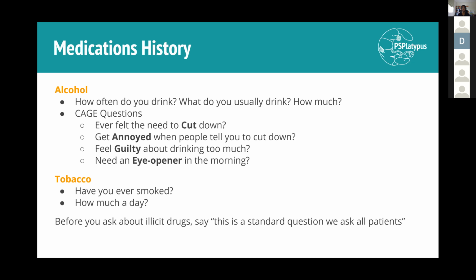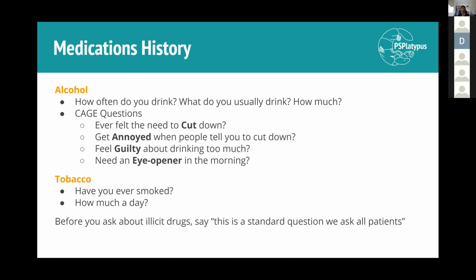So tobacco, we ask, have you ever smoked? This is important to ask: have you ever smoked? Not, do you smoke? Because you'll ask the patient, do you smoke? No. Have you ever smoked? Yes. When did you stop? 2 days ago. Why did you stop? Because I knew I'd come in for an appointment. So it doesn't really matter if they're currently smoking, if they have been smoking up until yesterday. So we want to know, have they ever smoked? And how long were you smoking, and how much a day?